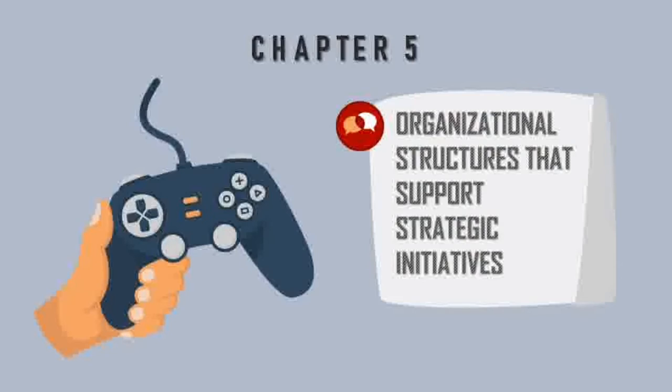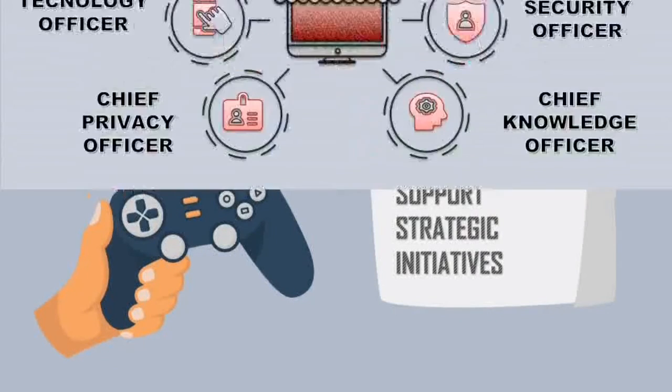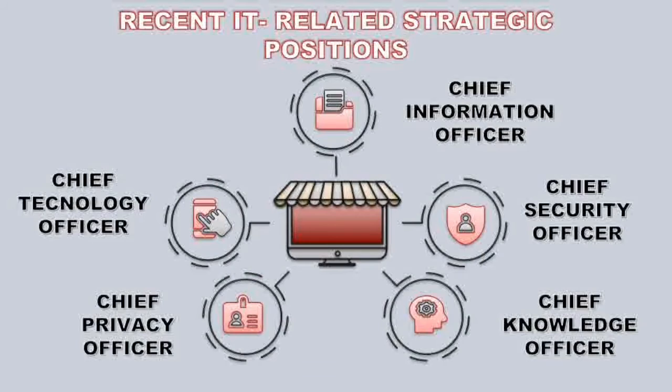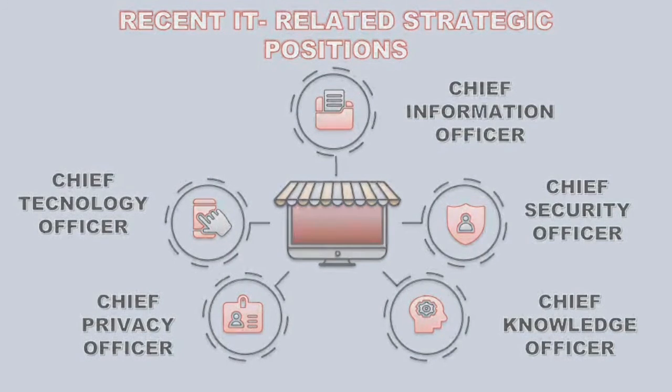And the last chapter is chapter 5, which is the organizational structures that support strategic initiative. This is the recent IT-related strategic position. The first one is Chief Information Officer, Chief Security Officer, Chief Knowledge Officer, Chief Privacy Officer, Chief Technology Officer.